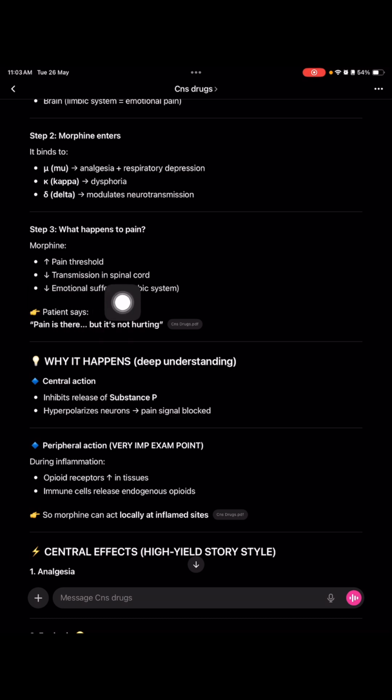And it will decrease transmission in the spinal cord. It will decrease emotional suffering in the limbic system. And the patient says pain is there, but it's not hurting.